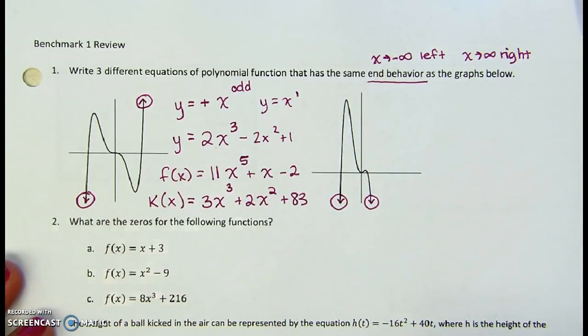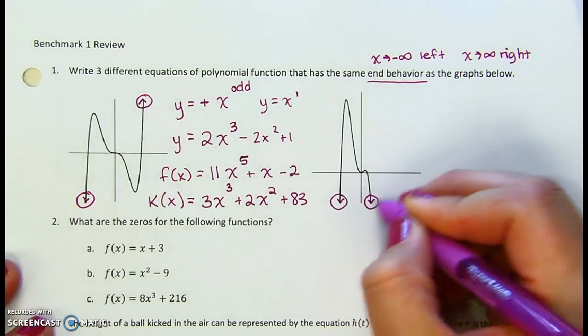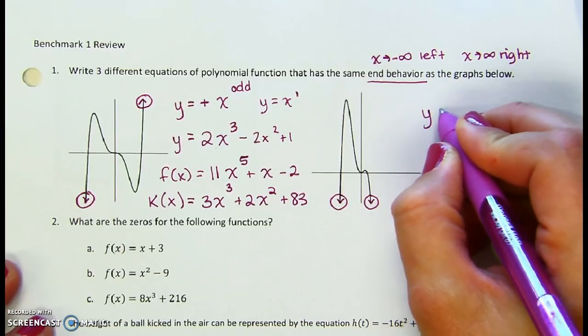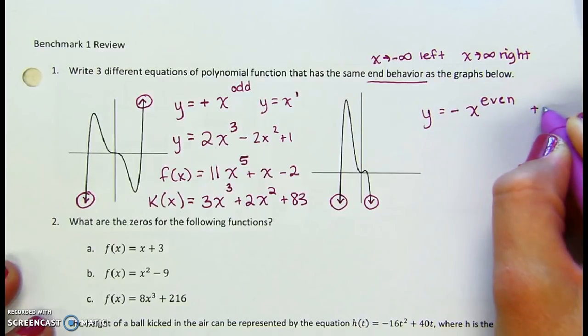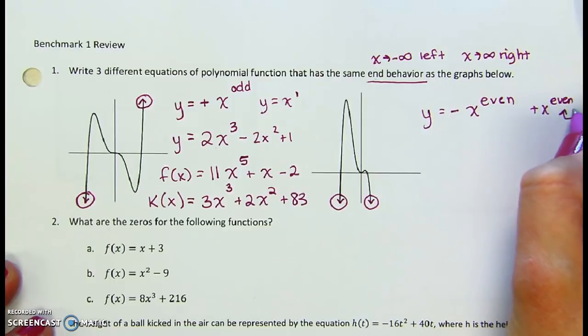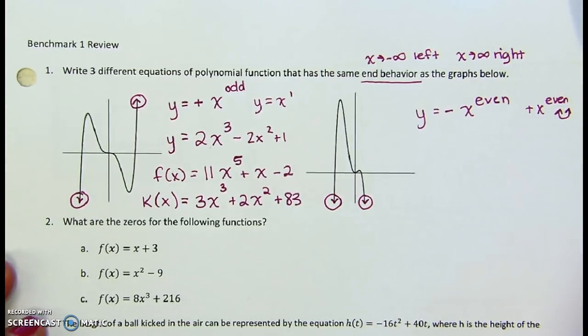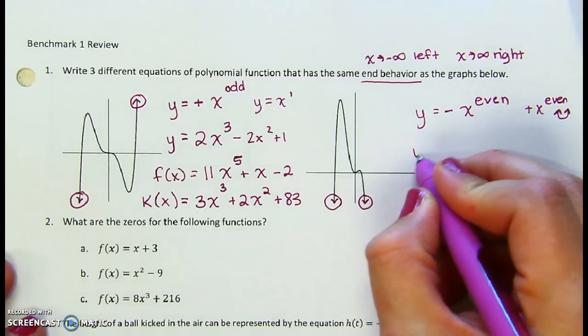I think I'm taking way too much time for number 1, so we need to move a little faster. What functions have both arrows pointing down? That would be something with a negative and an even power. A positive even would be they're both going up. So even means same direction, odd means different, positive means up, negative means down.